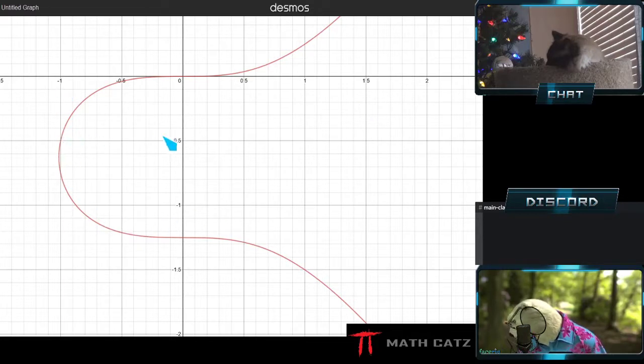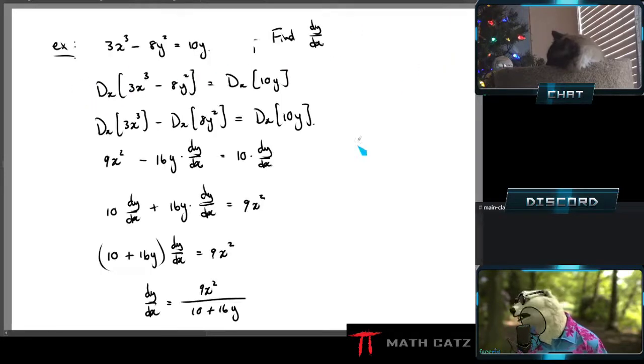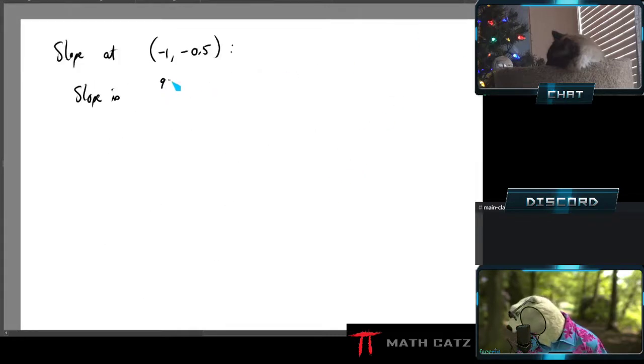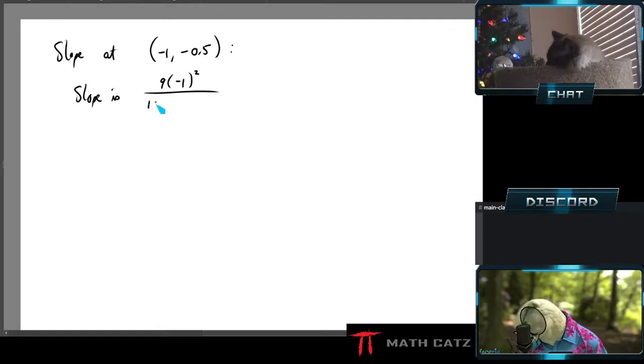I think this one maybe. Negative 1 and negative 0.5. Slope at negative 1, negative 0.5. They could give me the point completely. What is the slope? Slope is simply the derivative with those values plugged in. So 9x squared, 9 times negative 1 squared over 10 plus 16 times y, 16 times negative 0.5. Let's calculate it.